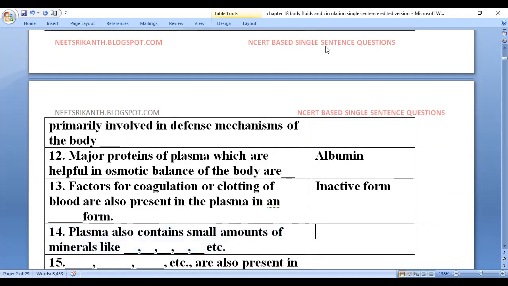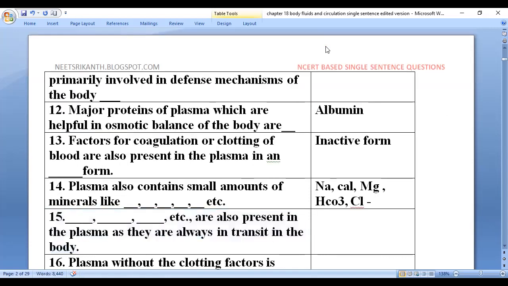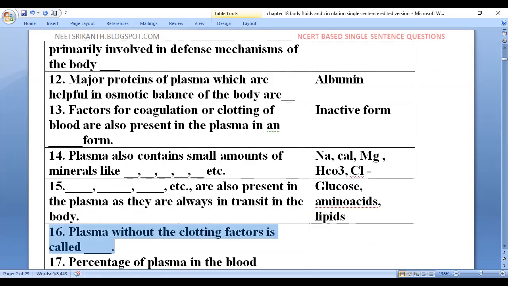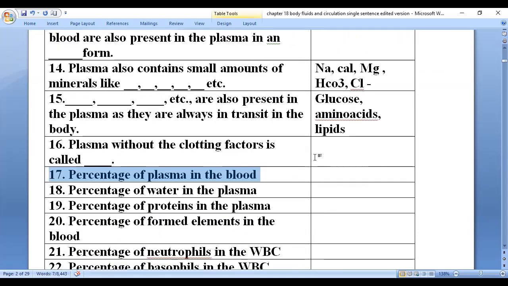Plasma also contains small amounts of minerals like sodium ions, calcium ions, magnesium ions, bicarbonate ions, and chloride ions. Glucose, amino acids, and lipids are also present in the plasma, as they are always in transit in the body. Plasma without clotting factors is called serum.